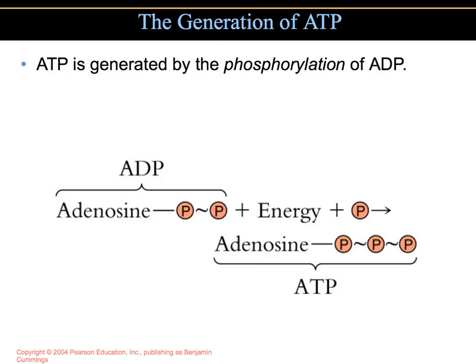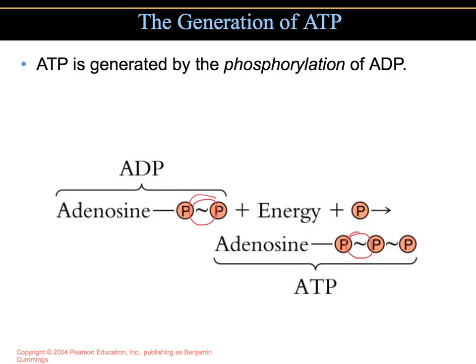Most of the energy released during oxidation reduction reactions is trapped within the cell by making ATP. This symbol, I want to point out this particular symbol here, okay? This symbol with the little squiggly line indicates a high energy bond. When the phosphate is removed, energy is released. The energy is in the bond, so when the phosphate is broken off, energy is released.